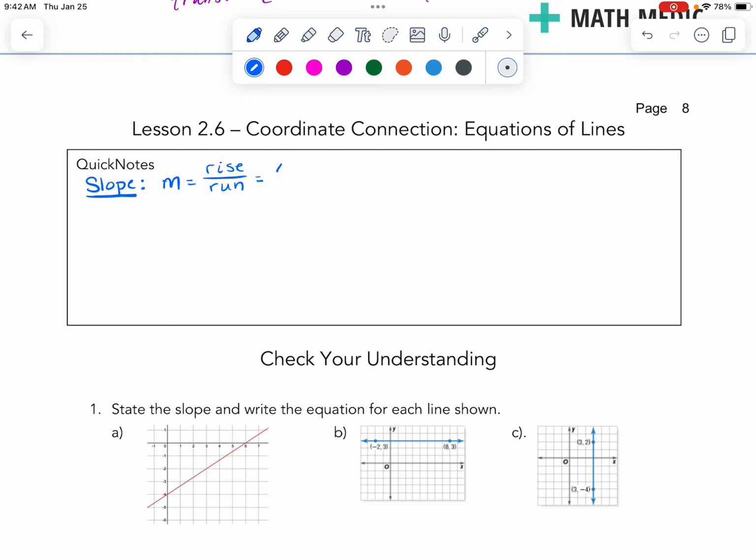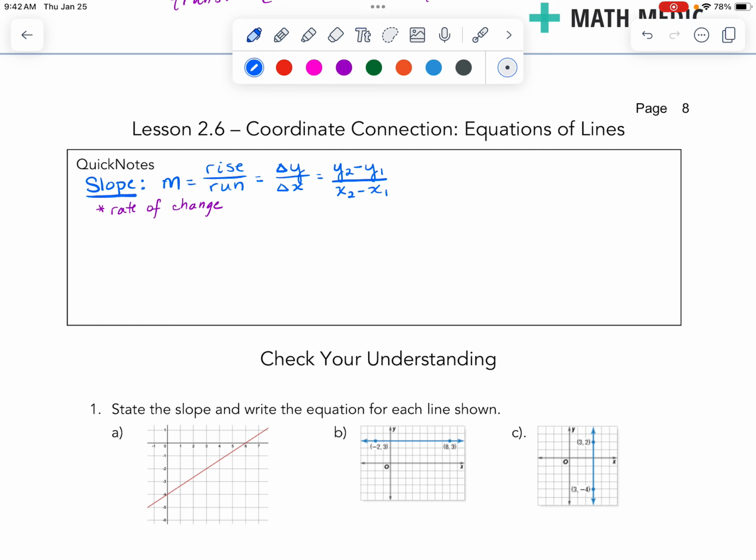The rise can also be looked at as the change in y. The run is the change in x. And so if we write out the formula for that, the change in y would be y2 minus y1 over the change in x, which would be x2 minus x1. Sometimes the slope is also referred to as a rate of change. That's typically in a story problem, but I'll just make a note of that.